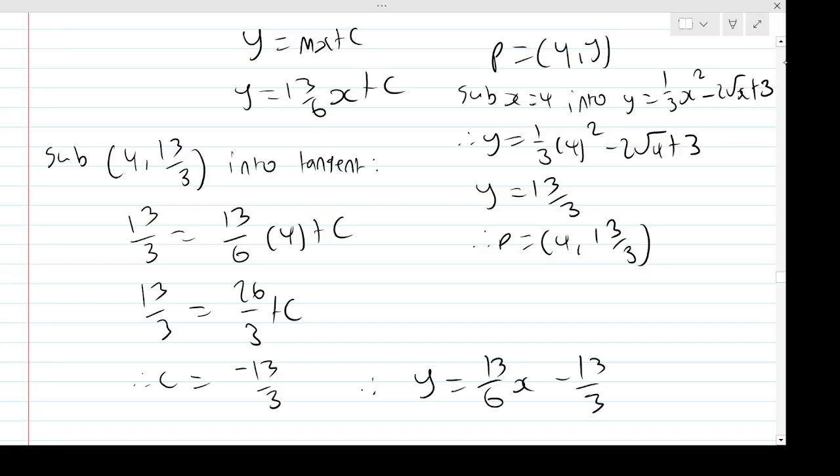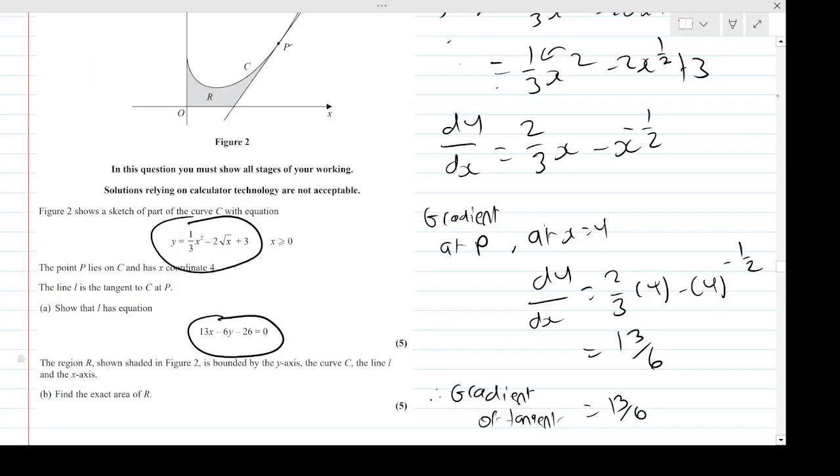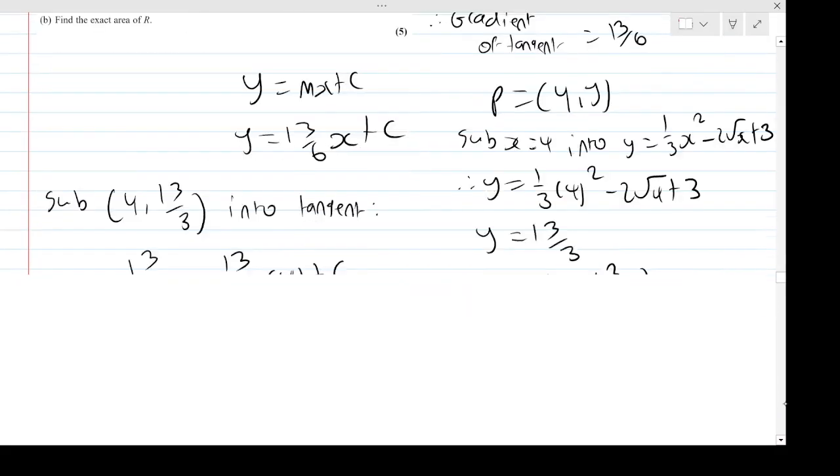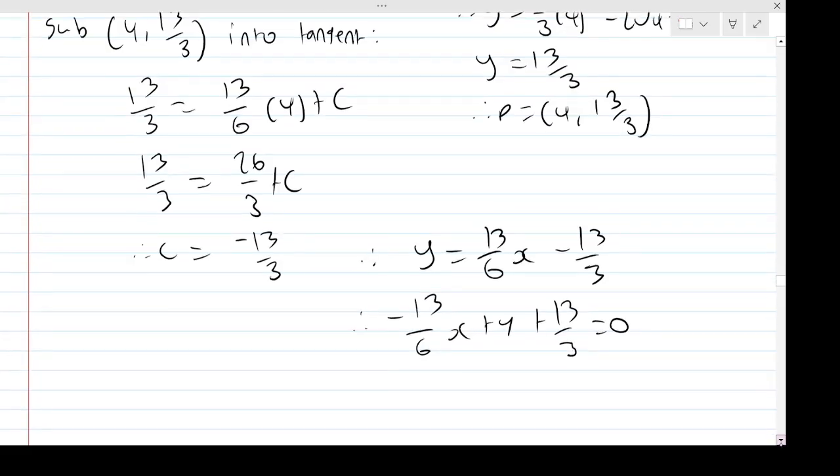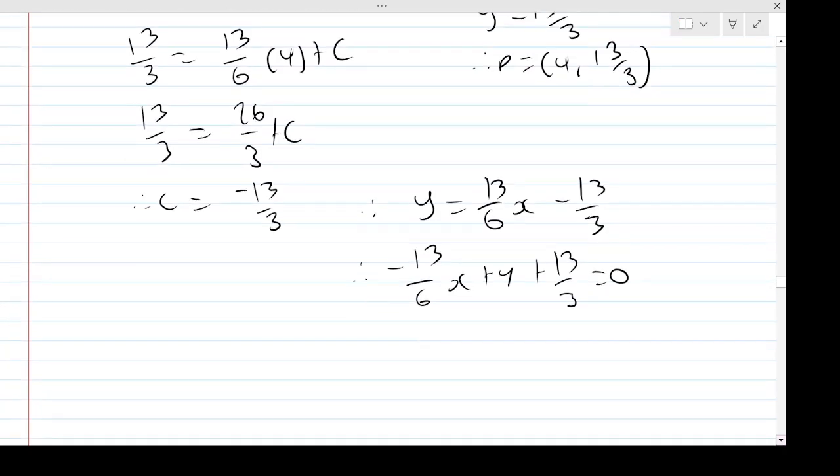So that's my tangent, but it wants it in this particular form. So what I need to do is simply rearrange. Firstly I note that every term is on the left, equal to 0. So I'm going to need to move everything to one side. That means I'm going to get minus 13/6 x, add y, add 13/3 equal to 0. Then I'm going to get rid of the fractions, so I'm going to times everything by 6. Minus 13/6 times 6 is minus 13x, and then add 6y, and then add 13/3 times 6, which is 26, equal to 0.